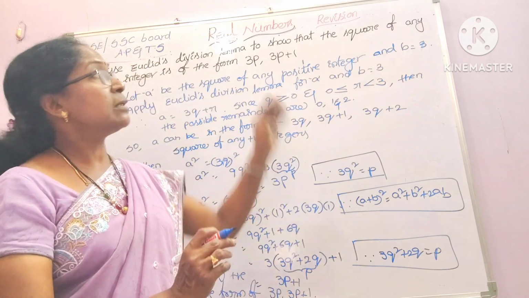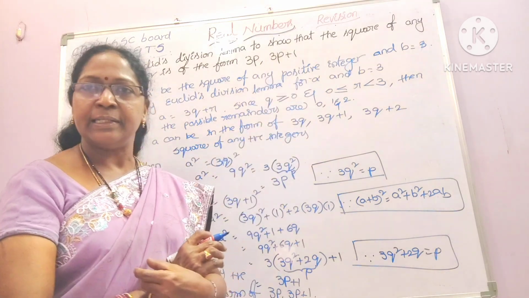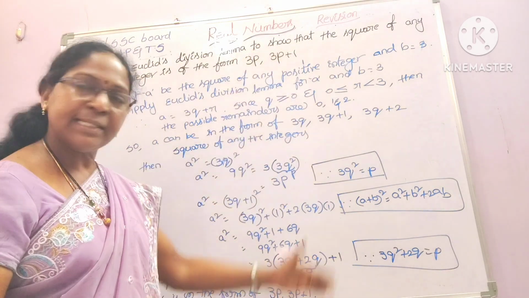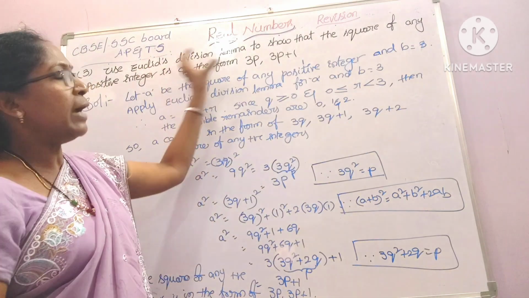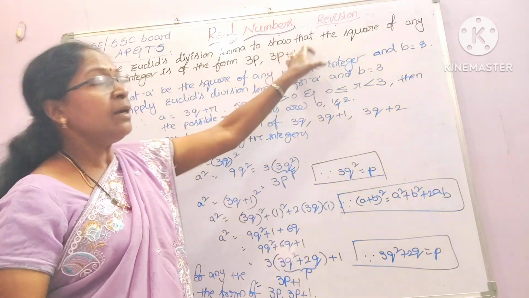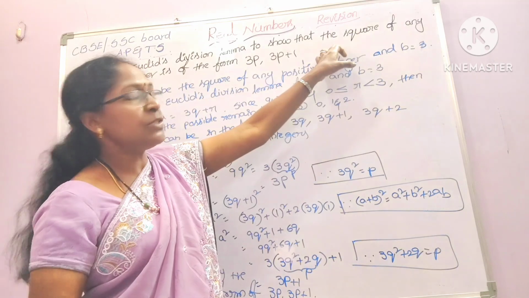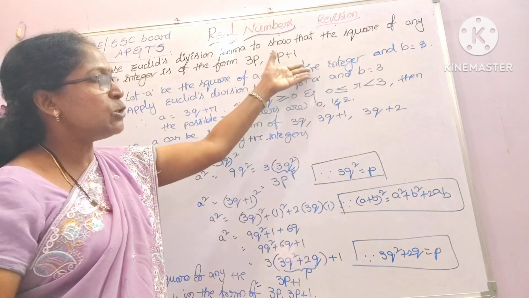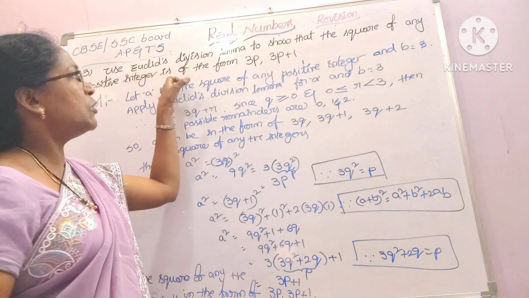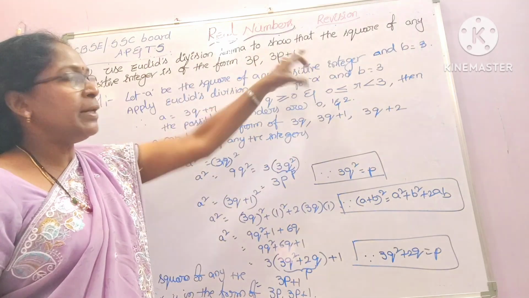Like this, this one is the square of any positive integer. Sometimes they can ask for the cube of any positive integer. Whatever it is, the procedure is the same. Just assume, let A be whatever the given term in the question is. In this question, square of any positive integer, so A be the square of any positive integer.